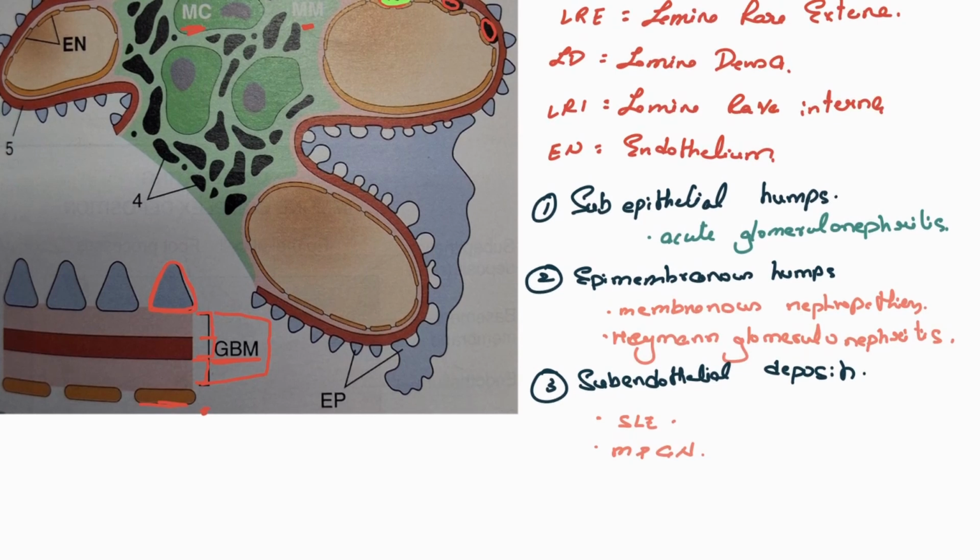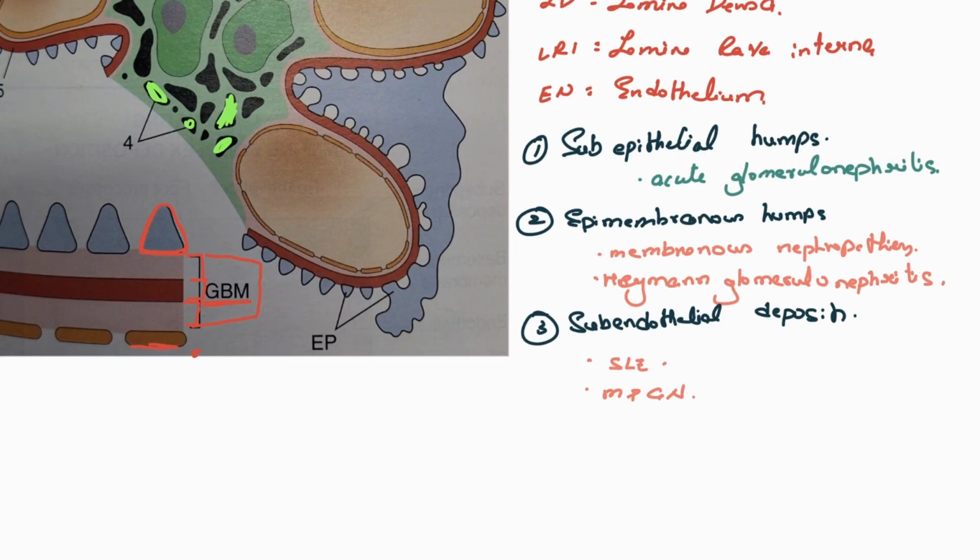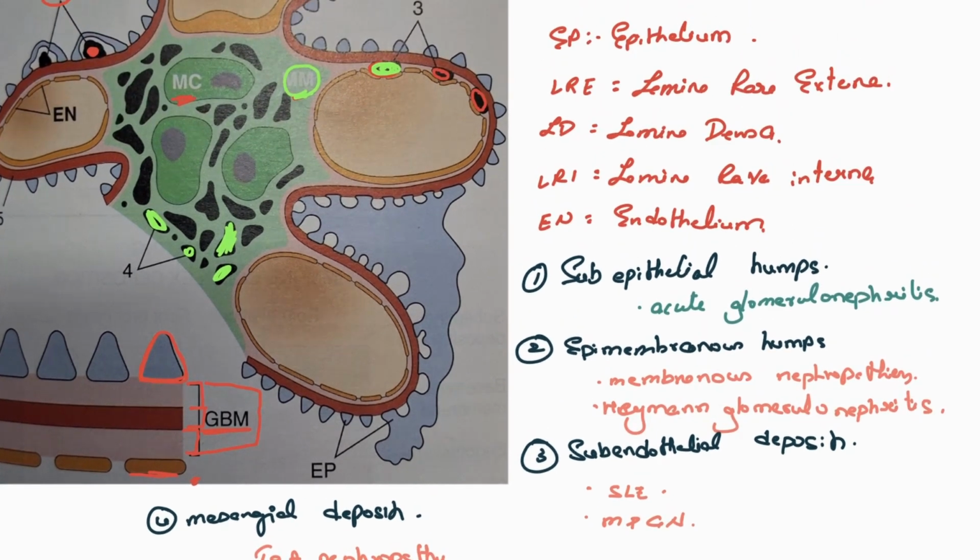And the last one is mesangial deposits. Fourth one is mesangial deposits. These are present in the mesangial matrix, hence they are called mesangial deposits. They are mostly present in IgA nephropathy. Okay, so these are the important points that you must remember.